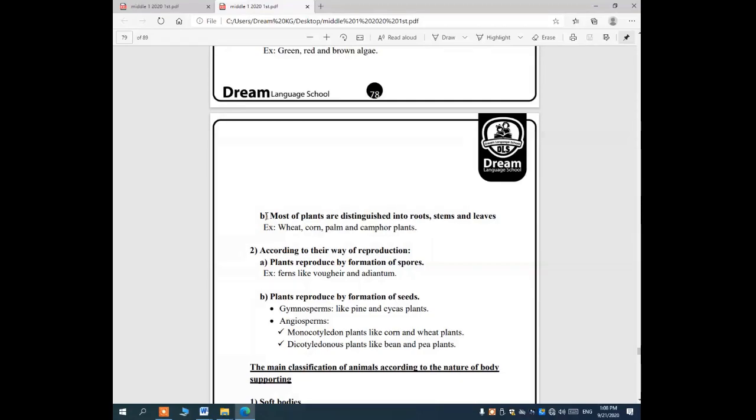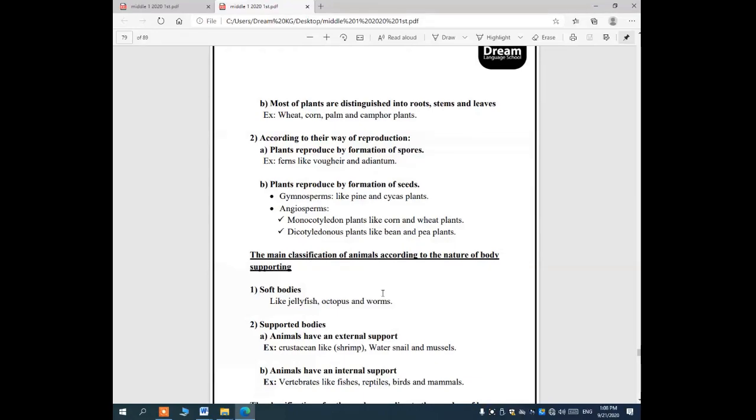We have the angiosperms. We have two types of them. Monocotyledons, like corn and wheat plants. What is meant by a monocotyledon plant? It is a plant that forms seeds in the flower itself, like corn and wheat, and the seed is one part only, so it's called monocotyledon. Or dicotyledon plants, like bean and pea plants. When you hold one pea seed, you can divide it by your hands into two parts, so it's called a dicotyledon plant.